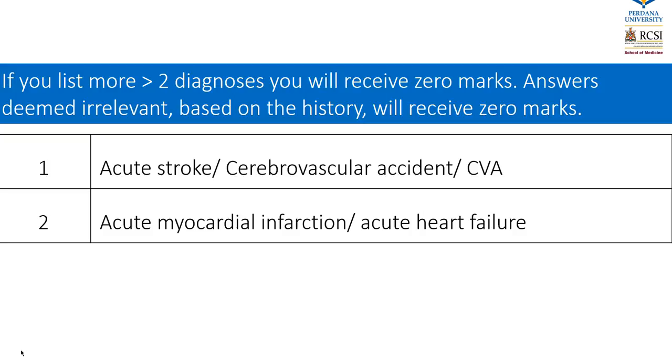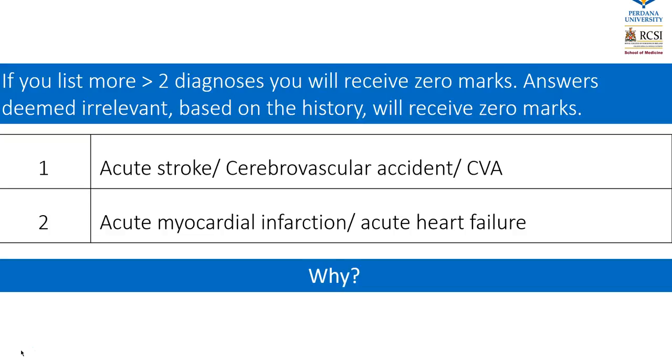Okay, the first thing to exclude is acute stroke, cerebrovascular accident, otherwise known as CVA. The other one is acute myocardial infarction and/or acute heart failure. Now, why these? Well, this is a lady who's got hypertension and atrial fibrillation, and she is uncommunicative and showing aggressive behavior. There's clearly been some acute event, and without her ability to give a history, you have to consider the possibility, because she has risk factors for it, of an acute stroke.